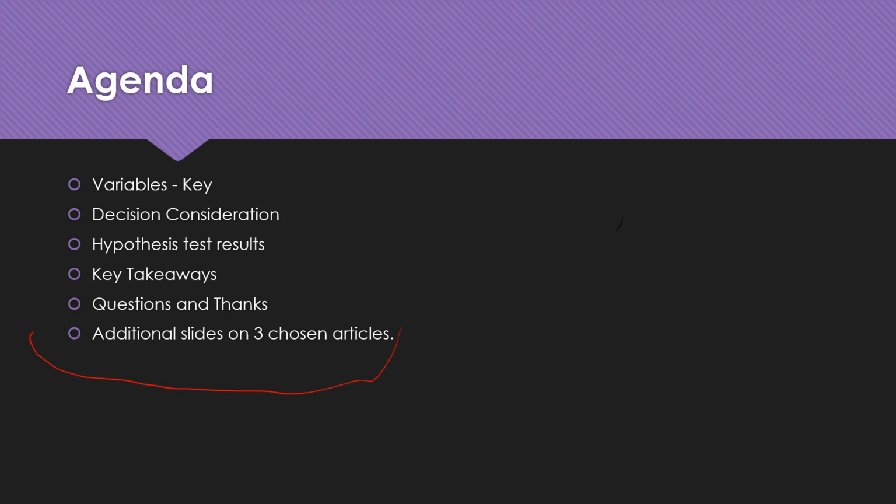There is also a couple of slides which will cover 3 chosen articles read during the course of this unit, and a summary of why these articles were beneficial to my understanding and coming to this point. That will be a very brief presentation, which will allow you to read the contents. So without further ado, we'll start with the variable keys.